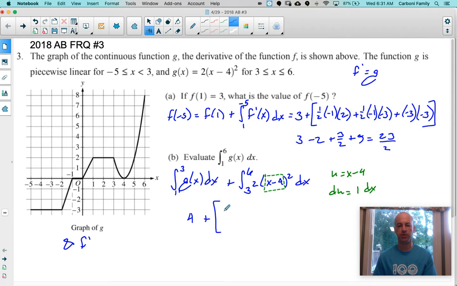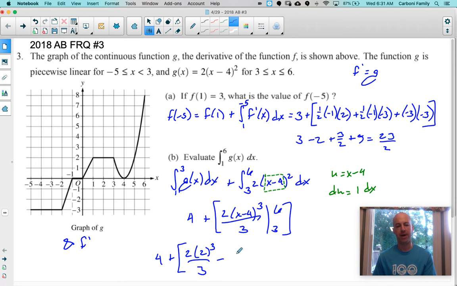So that would be 2x minus 4, and 2 plus 1 is 3, and we'll divide by that new exponent. And then we evaluate that from 3 to 6. And so that gives me 4 plus, I'll plug in 6. So that would be 2 times 2 cubed over 3, minus, plug in my 3. That'll be 2 times 3 minus 4 is negative 1 cubed over 3. And there is my answer.